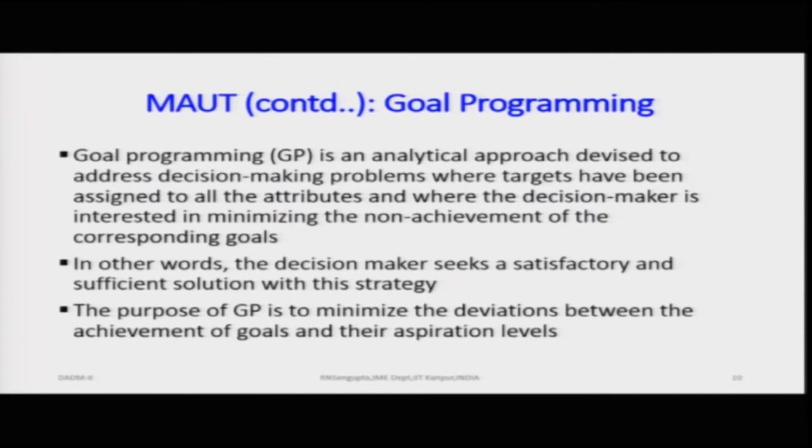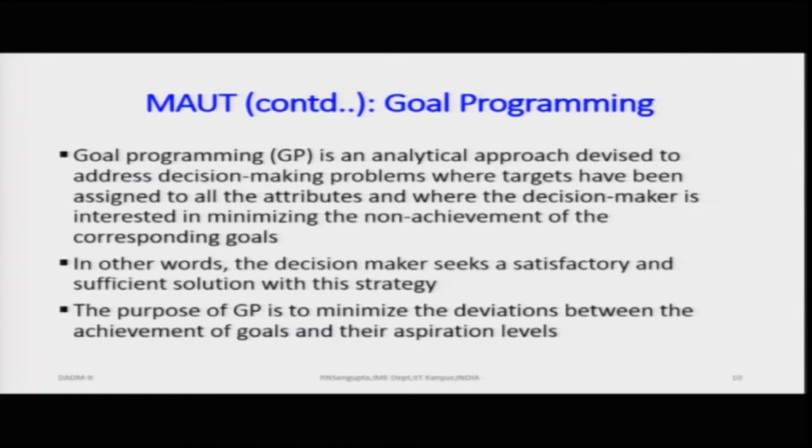So, goal programming is basically an analytical approach devised to address decision making problems where targets have been assigned to all the attributes. So, targets are there, attribute values are given, they can be high and low, and you want to achieve some attribute value depending on what you think is the best. So, consider there is some concept of risk. The concept of risk I am utilizing is in such a sense that my level of satisfaction for attaining some goal would definitely be different from your level of satisfaction in attaining that goal.